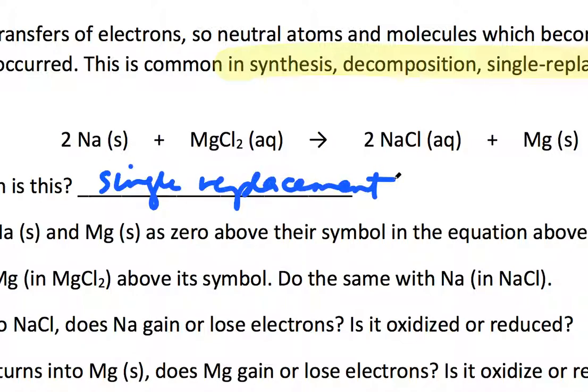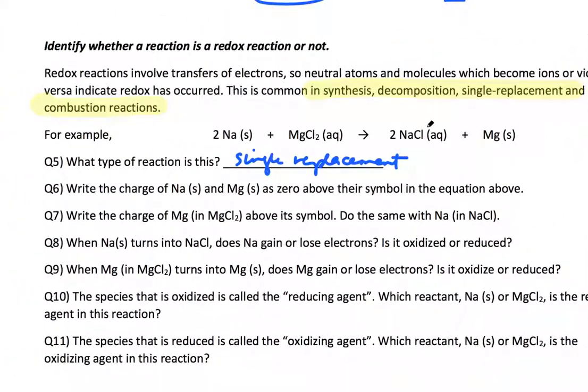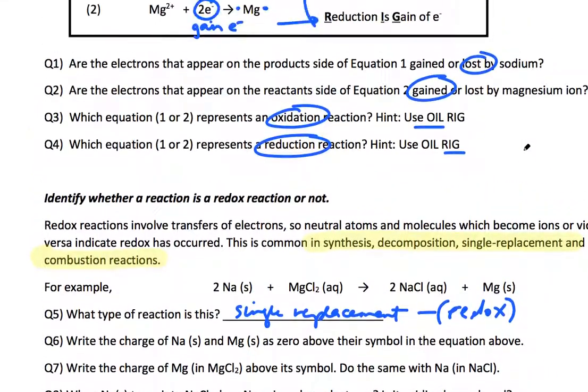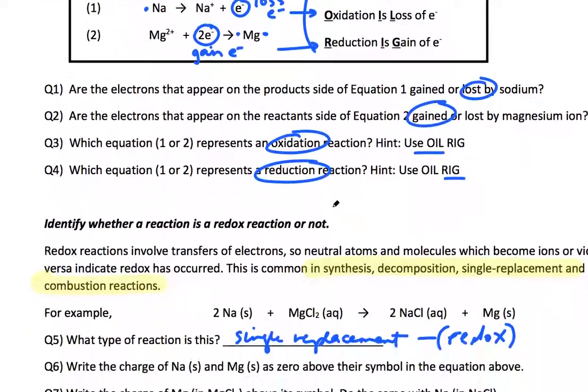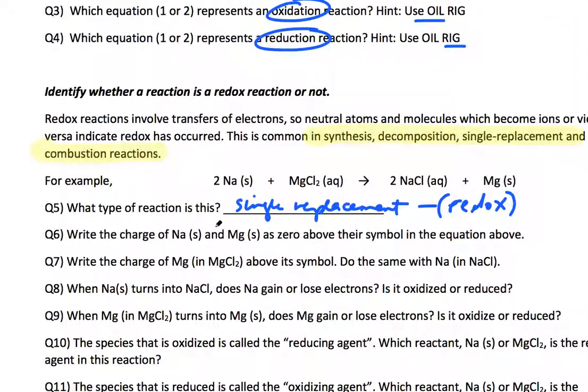Is single replacement a type of redox reaction? Remember, these are types of redox reactions. So yes, it's a type of redox reaction. So I'll just put a little note here that yes, we expect there to be some kind of transfer of electrons because this is a redox reaction. Now, let's take a look at where those transfers occur.